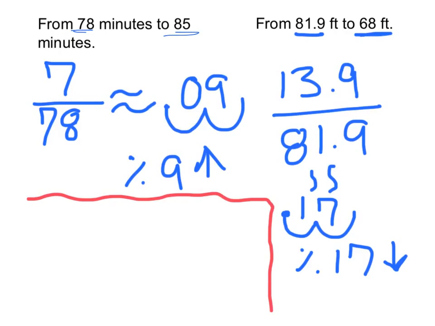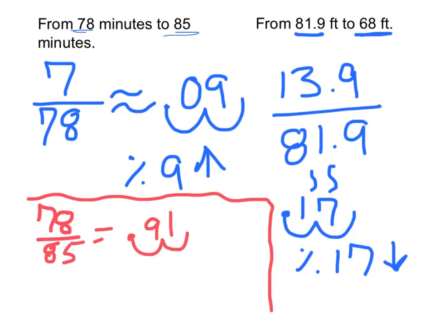We cannot claim one correct way of doing any one problem in the world of mathematics, so I want to show you one more quick way of how you might do this. Let's use the problem from 78 minutes to 85 minutes. We can figure out that 78 is 91% of 85. So if we look at 85 as our whole amount, we don't want 91% of it. We want all 100% of it. So we can figure out, using this different method, that we need to increase that 91% by 9% to get to our full 85 minutes.